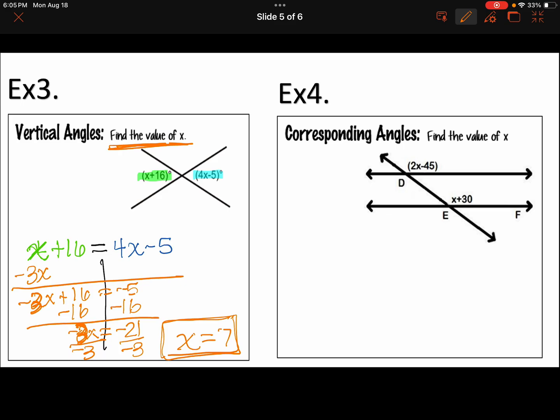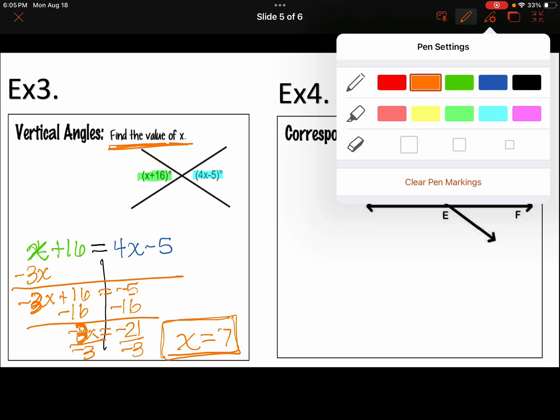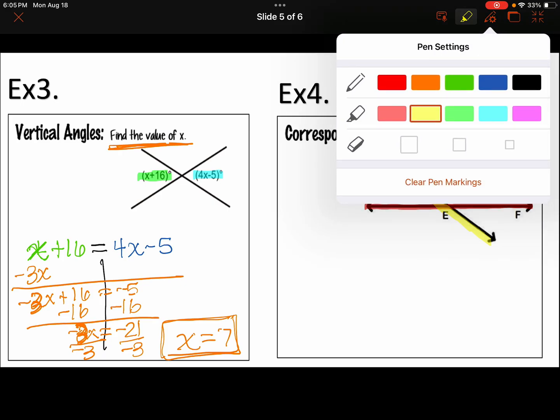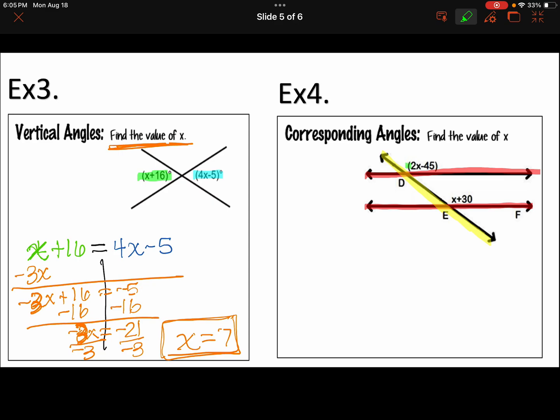Okay, corresponding angles. This is one of Mrs. Stroll's favorites. So corresponding angles are always when we have two parallel lines. So we would have to know that those two lines are parallel. And then we have what's called a transversal. So a transversal comes and cuts the two parallel lines. And so the angles created, we end up with what's called corresponding angles. So this angle in the upper right-hand corner of the top line and this angle in the upper right-hand corner of the bottom line, those are called corresponding angles.